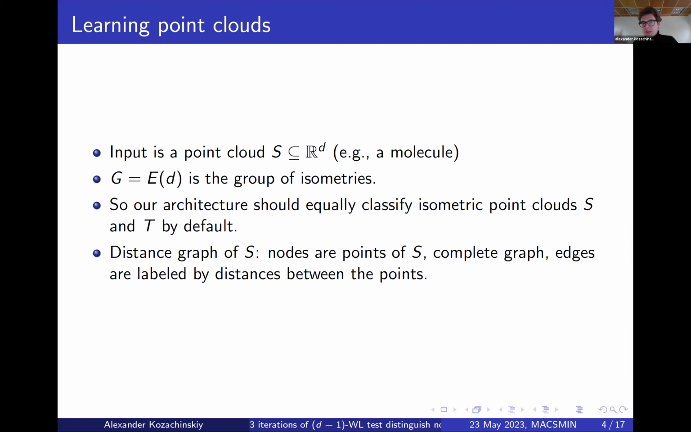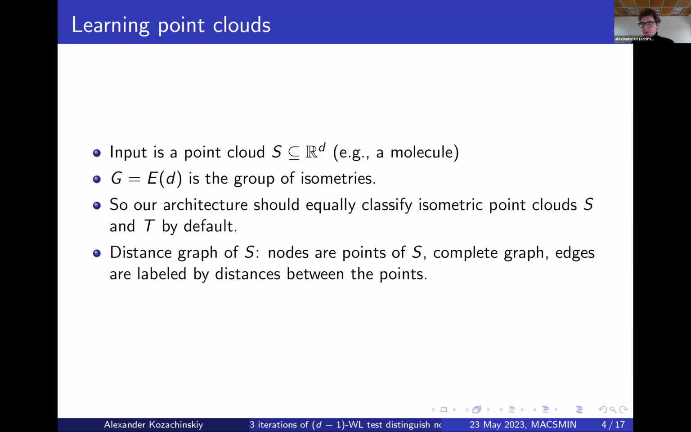And so our idea is to somehow give an architecture in the same spirit as the architecture for graph neural networks that are based on 1WL and higher order, KWL for larger K, that I didn't define properly yet. It should, by default, act similarly on point clouds S and T, on any pair of point clouds S and T that are isometric. So it means that one can be mapped to another by an isometry.